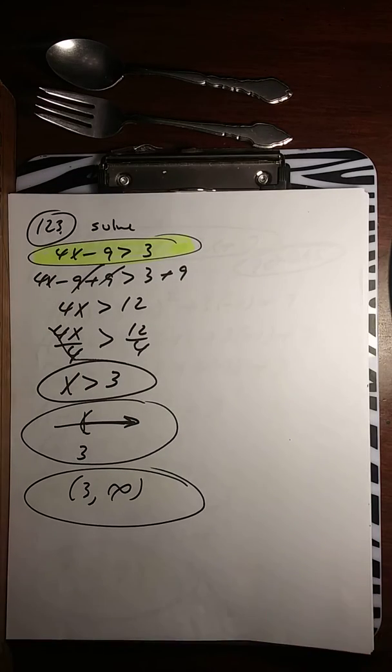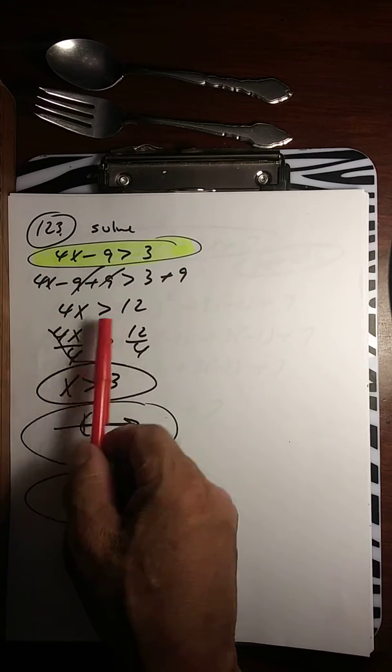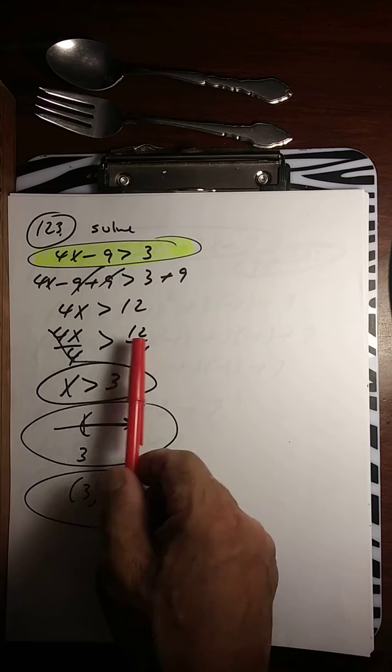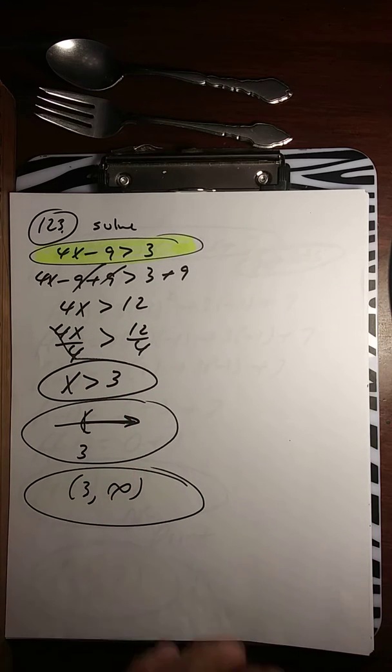Alright, solve this inequality. So at 9, this 4x is bigger than 12. Divide by 4, so x is bigger than 3, or 3 to infinity, and don't include the number 3.